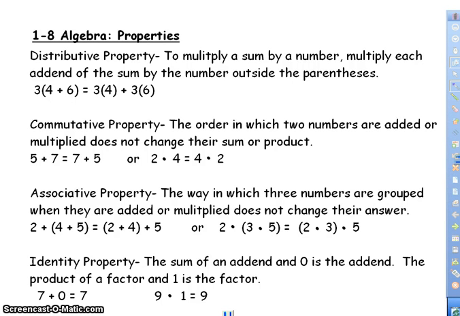Good afternoon. We're on to section 1H, Algebra Properties. This section has quite a bit of writing, so I encourage you to go ahead and pause and write down the information. Press play when you're ready to go on.